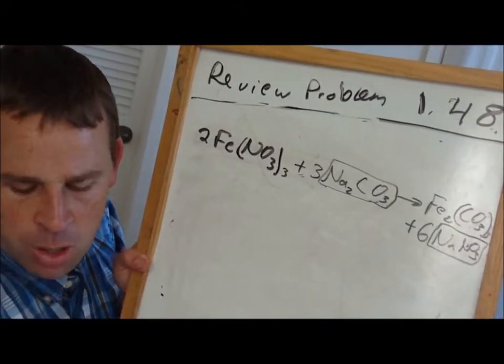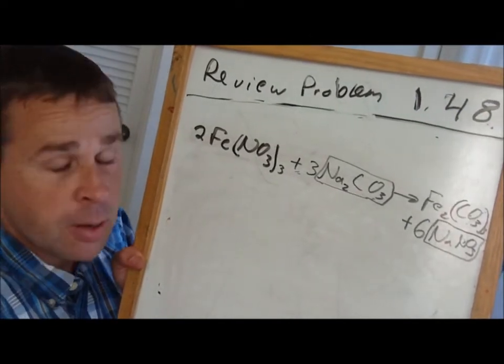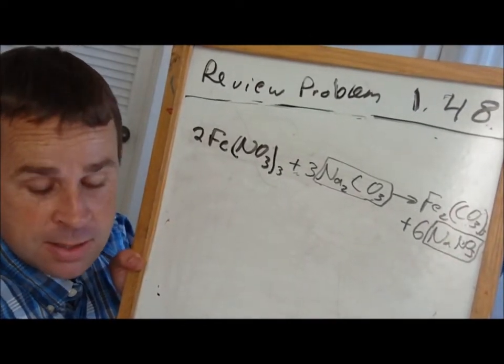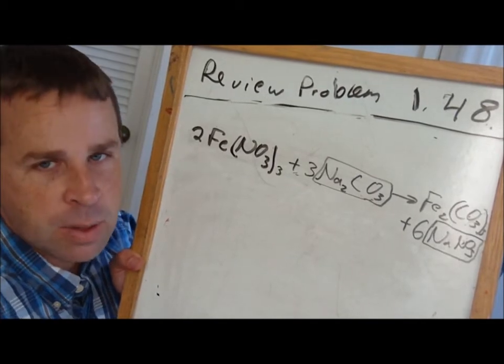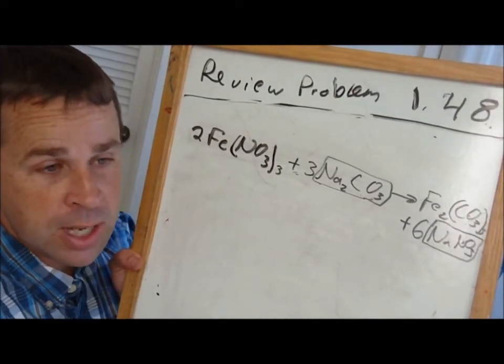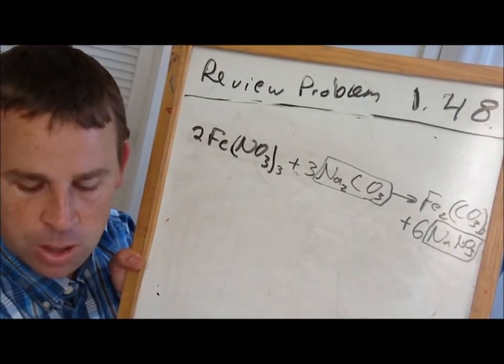How many atoms of carbon are on each side of the equation? Now again, the first sentence said, consider the balanced equation. If it's balanced, you know that the answer is going to be the same on both sides for all of these.